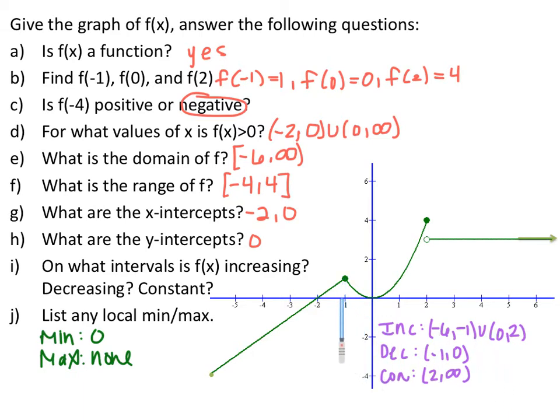Where is it decreasing? If I'm reading from left to right, where is it going down? So from -1 to 0, it is decreasing. And where is it constant, which means it's neither going up nor down, it's a horizontal line from +2 on to infinity. Local min and local max. Local min is anywhere that it goes from decreasing to increasing, so down to up, which would be here at y = 0. Local max is anywhere where it goes from increasing to decreasing in a nice smooth curve. This is not a local max because it's a point, so there is no local max.